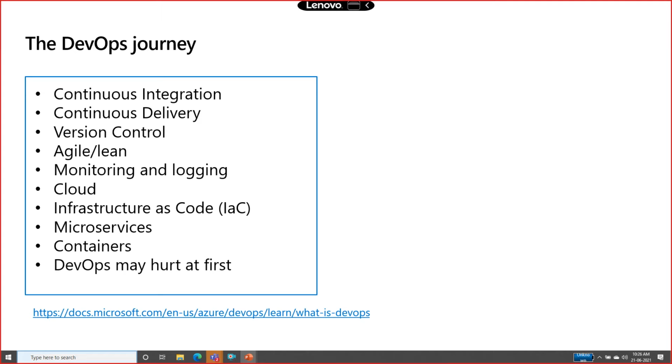So in the DevOps journey, we are looking at continuous integration. We are going to look at continuous delivery. We are going to look at version controlling, agile and lean methodology, monitoring and logging. We are looking at the Azure cloud and the infrastructure. We'll talk about the microservices architecture as well, how you can fit your microservice architecture with your source control. And then we'll look at containers. We are always going to focus on DevOps as a first option for you. So these are the few topics we are going to talk about in this DevOps journey.